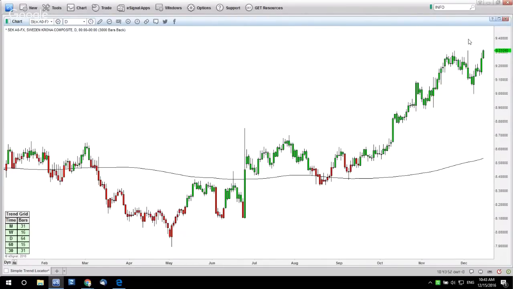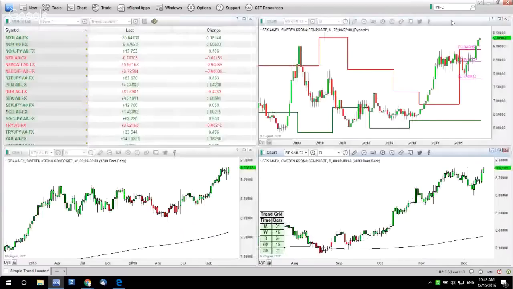This is one to keep an eye out on, because if this breaks above this high point, then we can start looking for long opportunities. I'm not in this as yet, but this is definitely on my watch list.